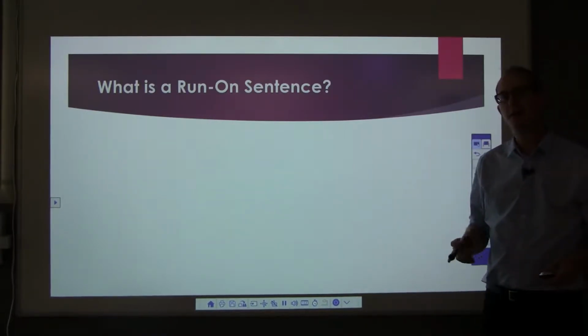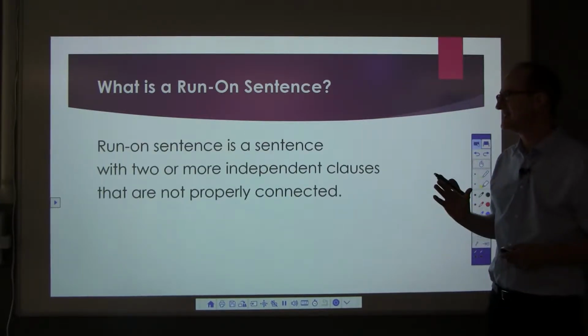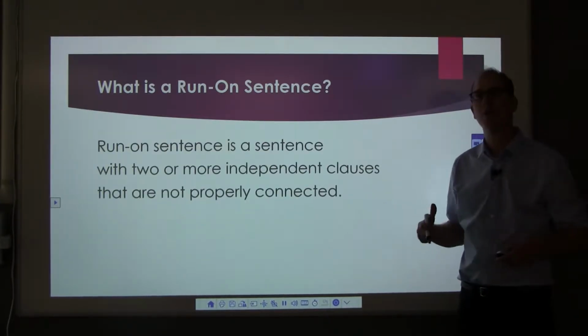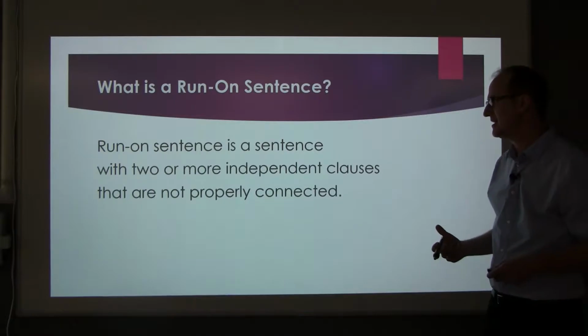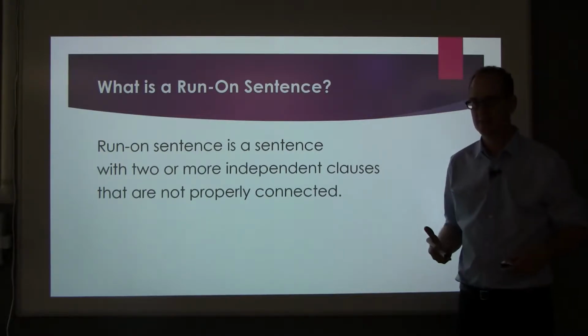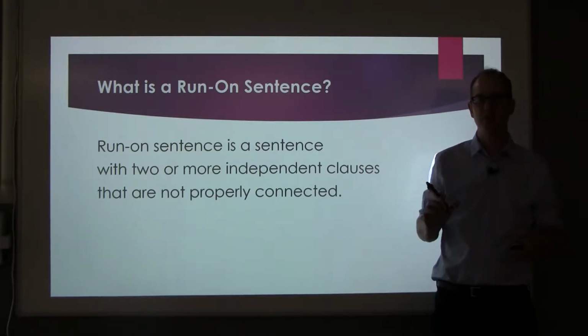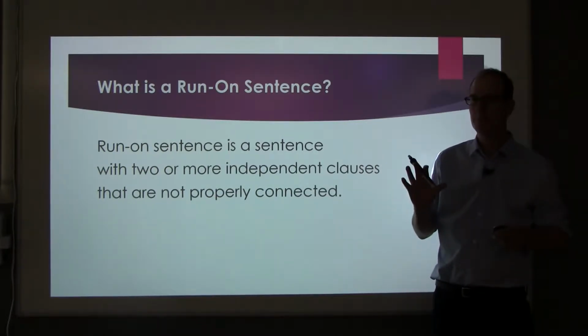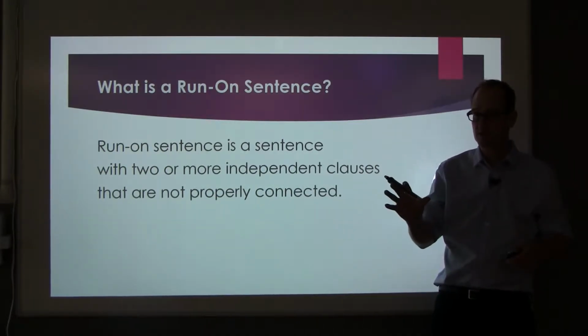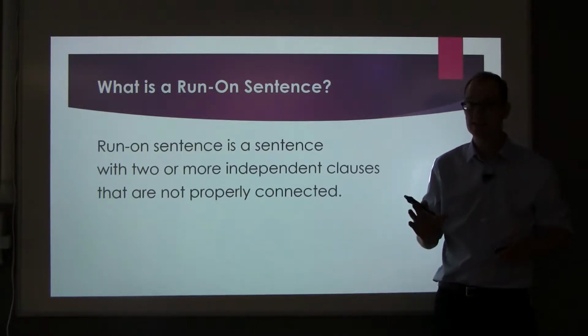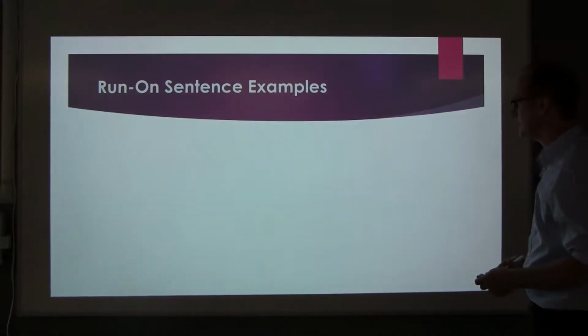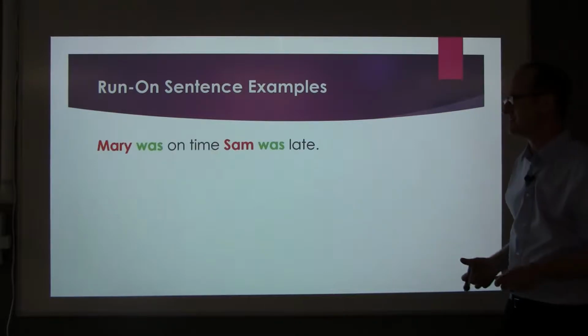So what do I mean by a run-on sentence? Well, a run-on sentence is essentially a sentence with two or more independent clauses that are not properly connected. Okay? In other words, two sets of subject plus verb. If you want to put more than one set of subject plus verb in a sentence, you have to be very careful. So let's look at some examples of run-on sentences.